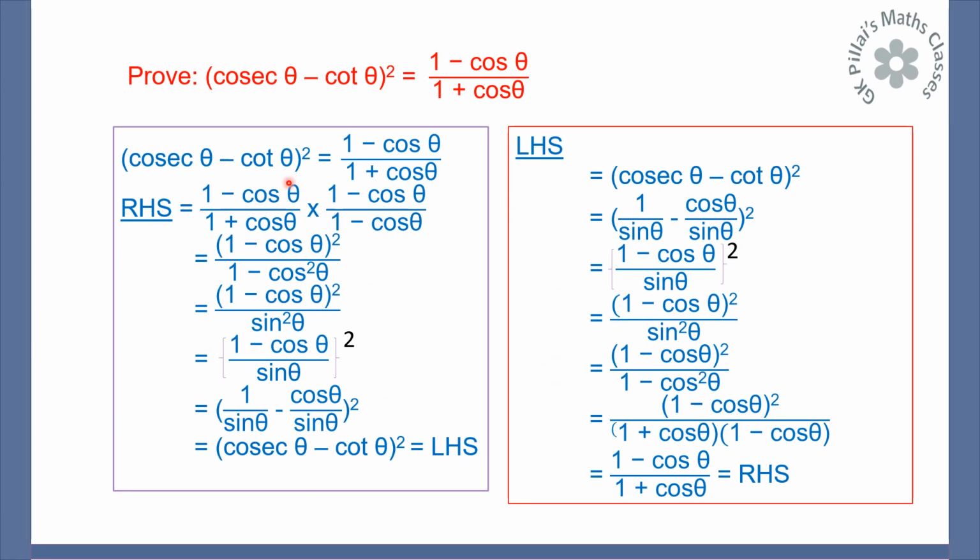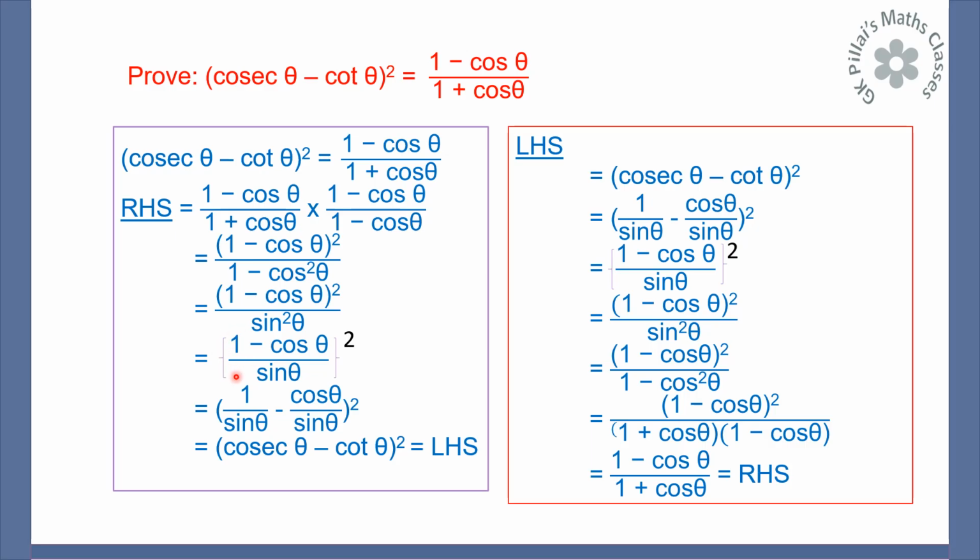This particular sum I am doing in two ways: from LHS to RHS and RHS to LHS. You can choose one of the two methods and learn it. Here I am taking the RHS. I have written the RHS. I am rationalizing the denominator. It becomes 1 minus cos theta whole squared as the numerator, and this will be a plus b into a minus b, 1 minus cos squared theta. And 1 minus cos squared theta I am writing as sin squared theta in the next step.